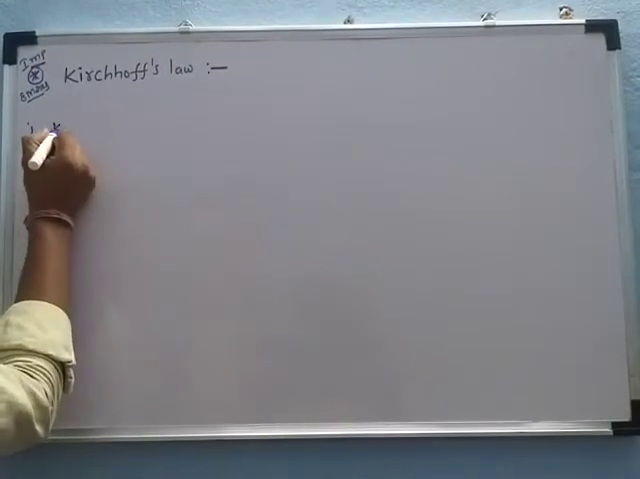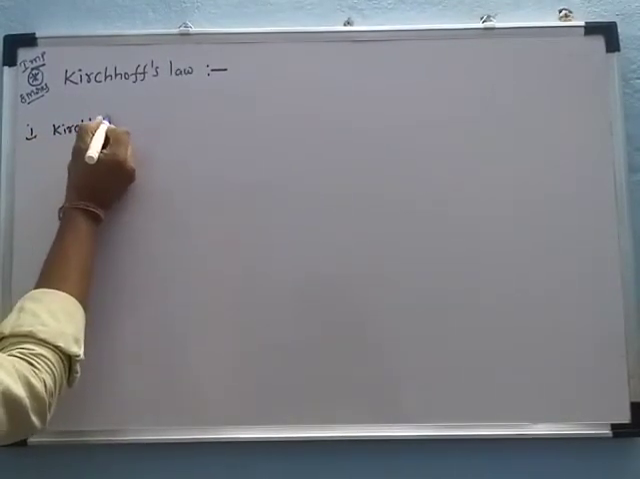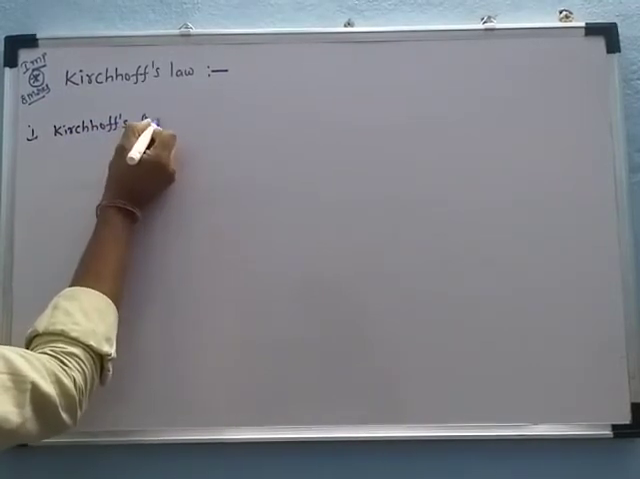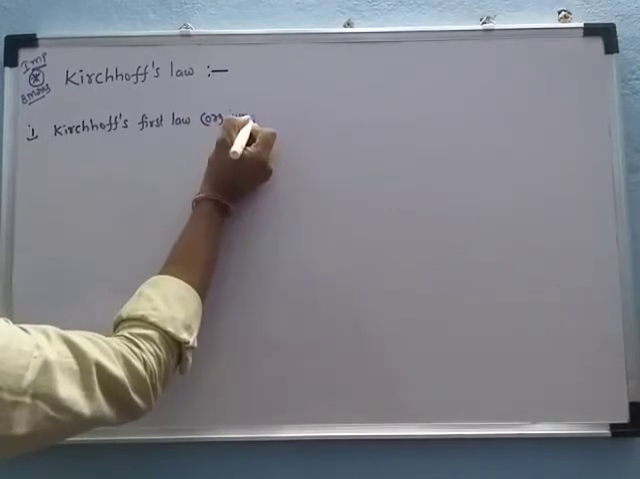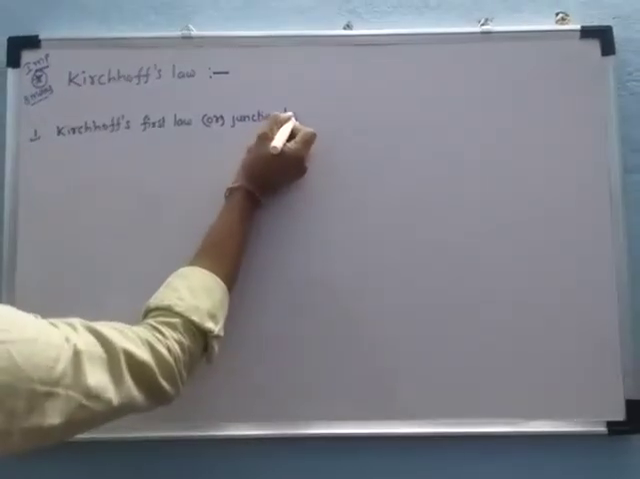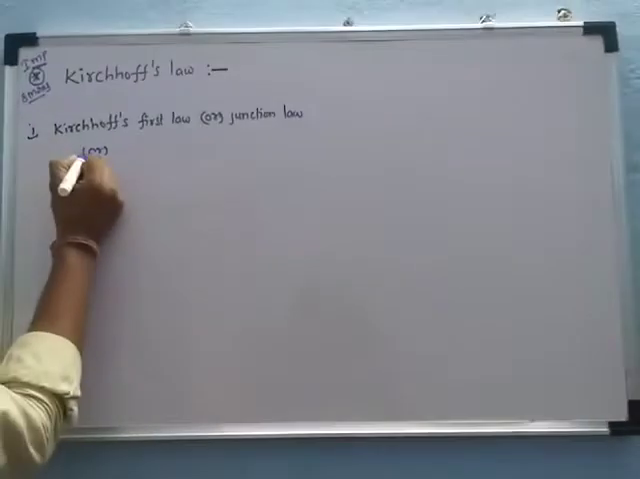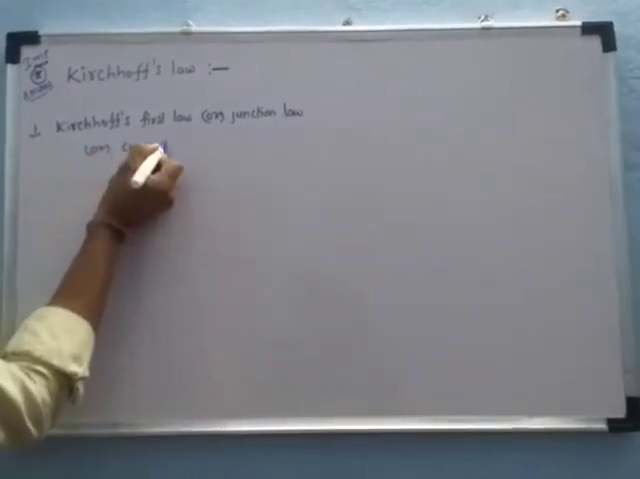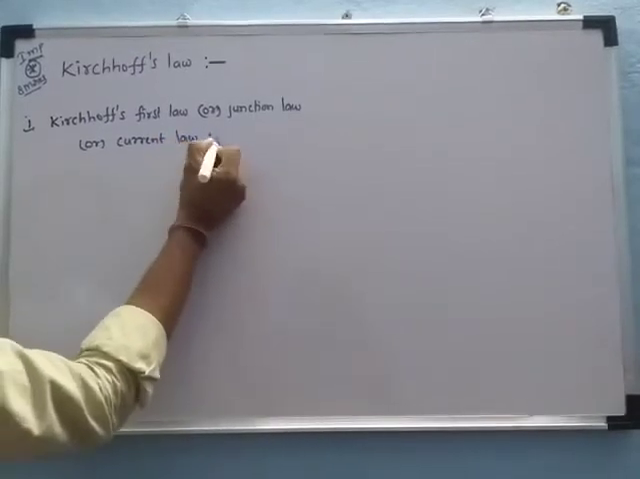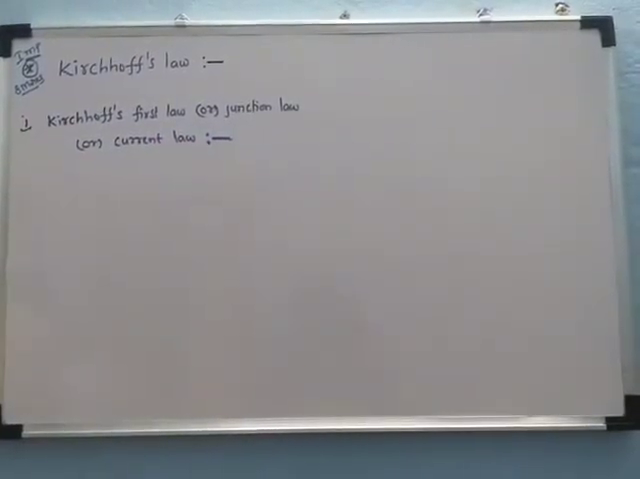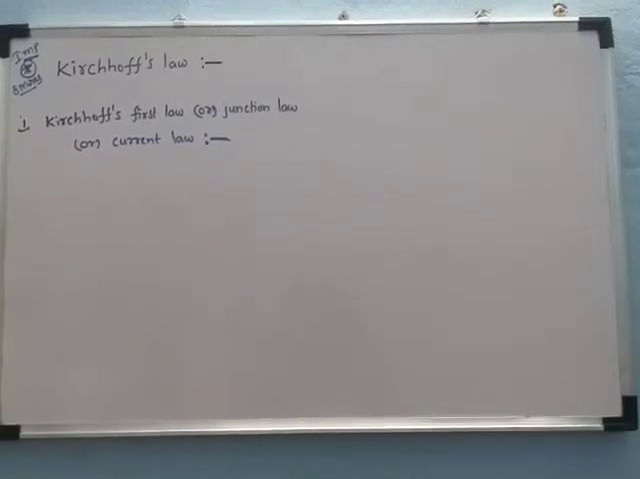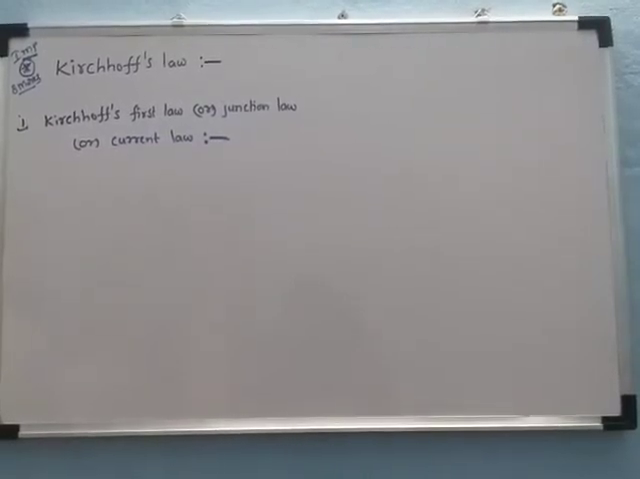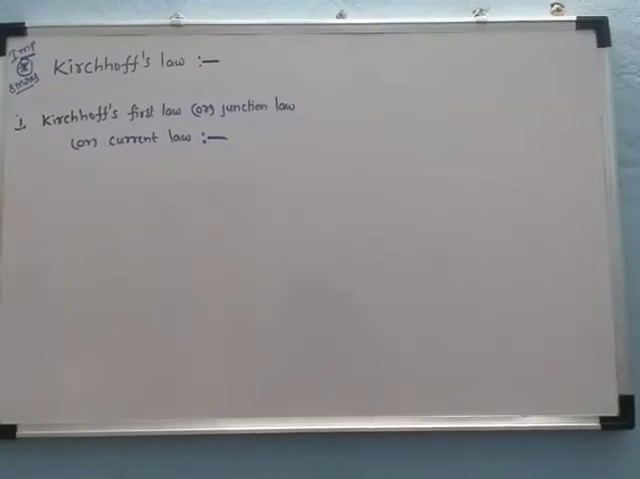What is the first one? Kirchhoff's first law, also called the junction law, or the current law. How many laws are given by Kirchhoff? Two laws. The first one is Kirchhoff's first law, also called the junction law, or the current law. Now we are discussing this first one.